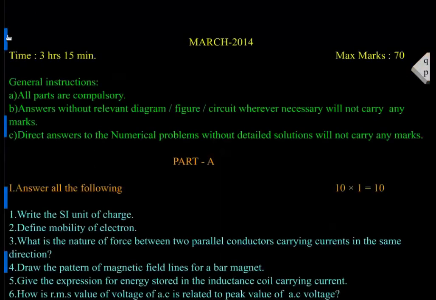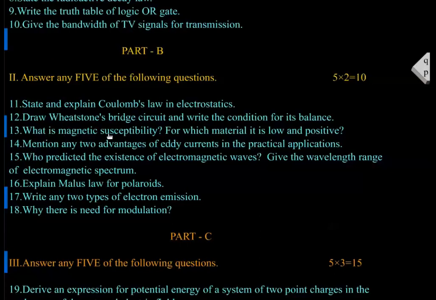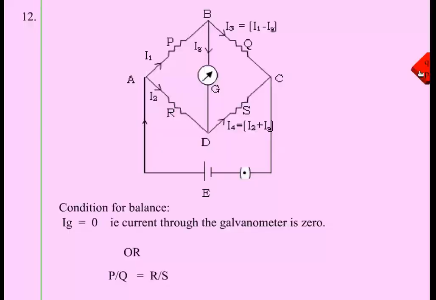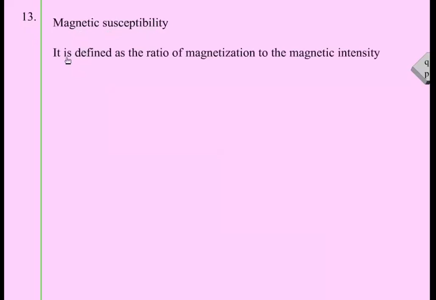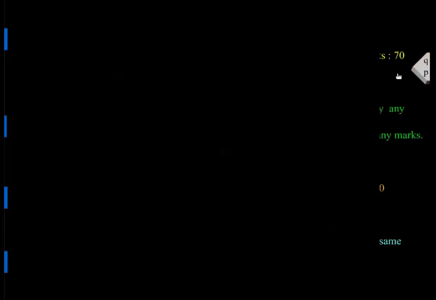Next, it is the 13th question. What is magnetic susceptibility, and for which material is it low and positive? So look here, the 13th question, magnetic susceptibility. It is defined as the ratio of magnetization to the magnetic intensity. It is low and positive for paramagnetic material. So these two, as this is a 2 mark question, 2 points are required.